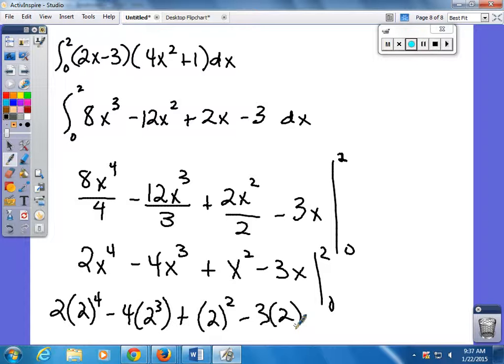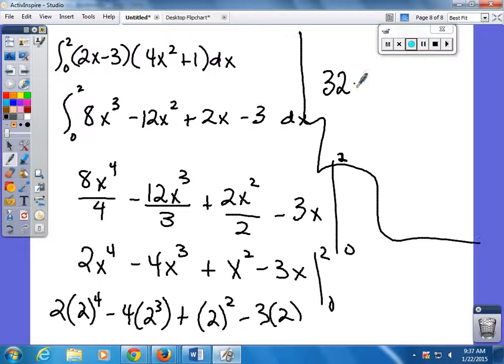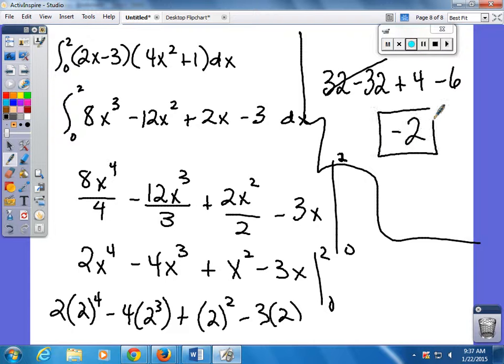And 2 to the fourth is 16, so that's 32. Minus 32. 8 times 4 is 32, right? Plus 4 minus 6. Dang old 32, 0. 4 minus 6 is negative 2. What'd y'all get? It's a miracle. We feel good about ourselves.